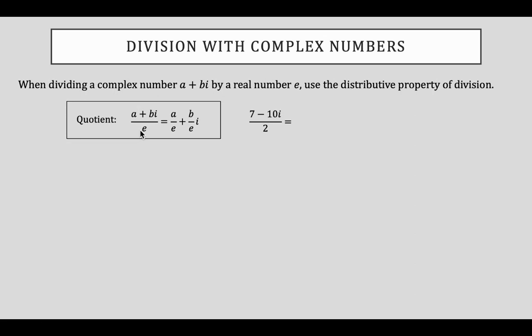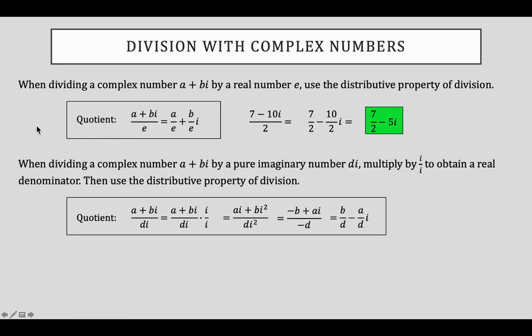For example, 7 minus 10i over 2. I could divide each term in the numerator by 2. 7 over 2 minus 10 over 2 times i. 10 over 2 reduces into 5. This is 7 halves minus 5i. All right, not too bad dividing by a real number.